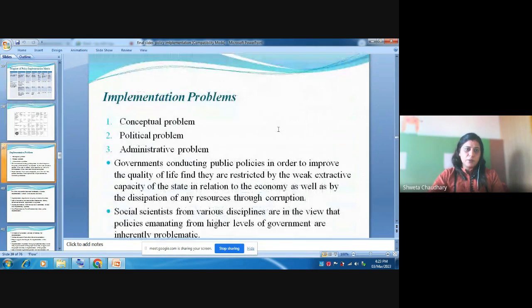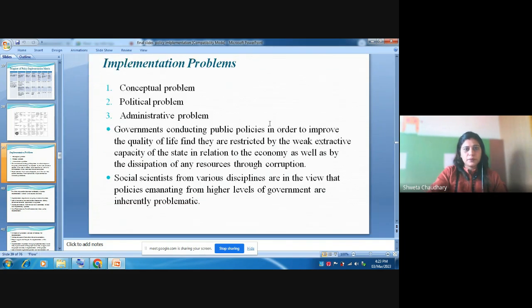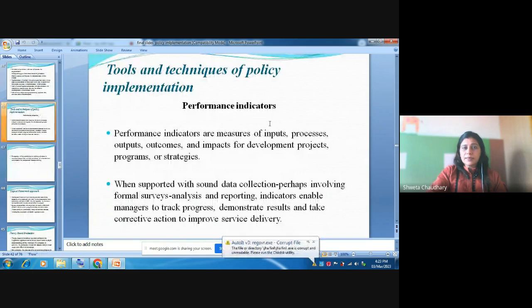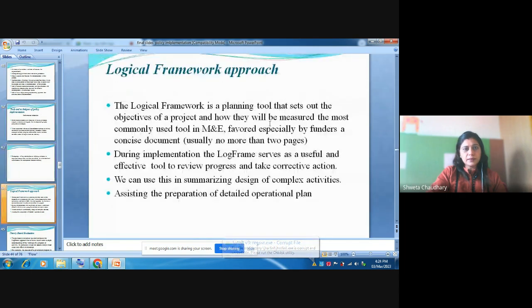Then we have studied about the different problems while you implement any policy. What problems can be faced, like conceptual problem, political problem, and administrative problems. Then we have studied about the tools and techniques of policy implementation. Different tools and techniques are there.